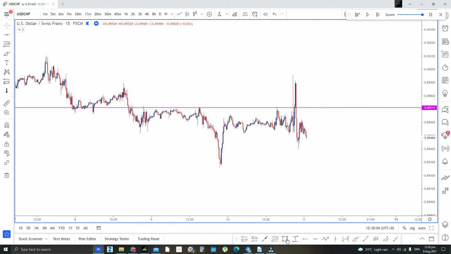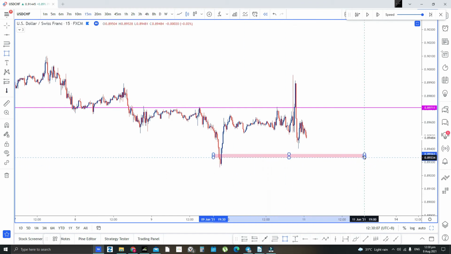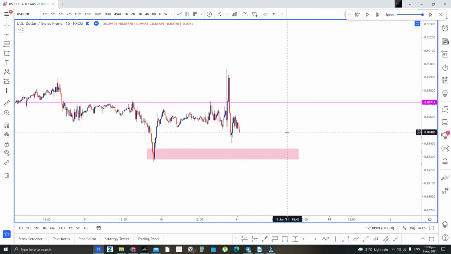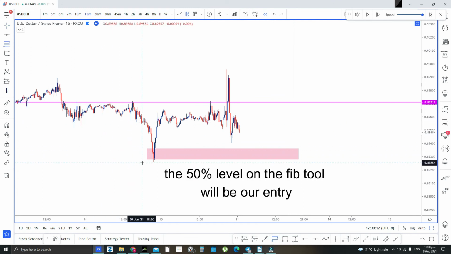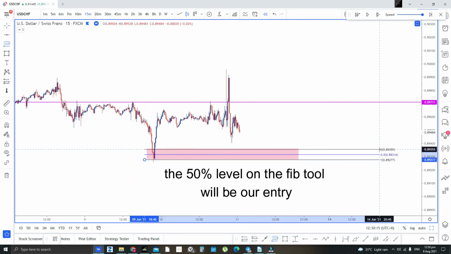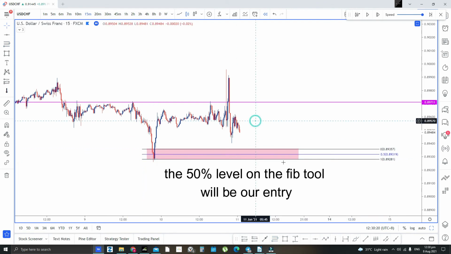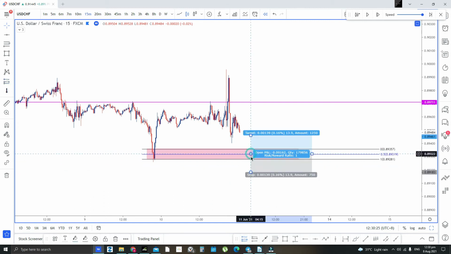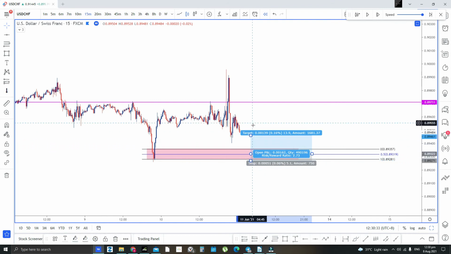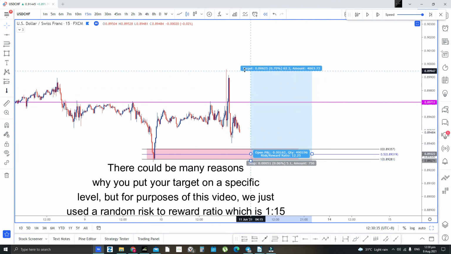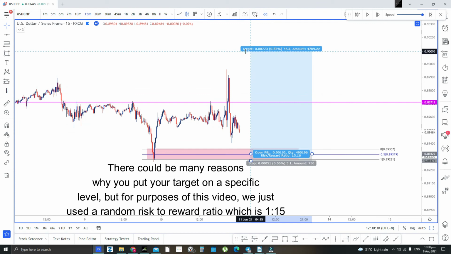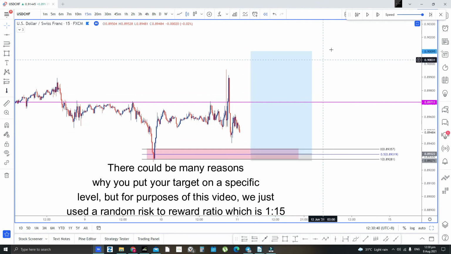So what we're going to do is look for our level of demand right here at the bottom, and look for the 50% of this demand zone. I'm going to plot our entry right over here, and our stop loss right over here. That's about a 5 pip stop loss, so let's just make it 5. And then maybe we're going to target a 1:15 risk to reward ratio. So let's see what happens.